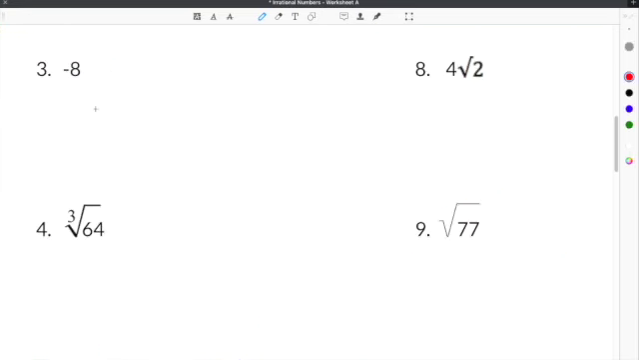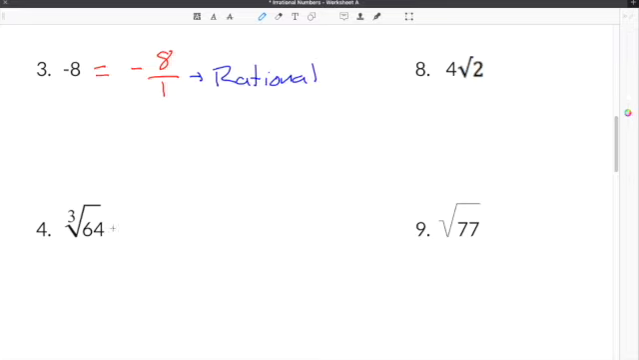Moving on to some practice problems on our rational and irrational numbers worksheet. Now the directions for this part of the worksheet just say to identify whether it's a rational number or an irrational number. Number 3 gives us -8, which is a whole number. Now we know -8 can be rewritten as -8 over 1, and -8 over 1 is a fraction, which means it is rational.